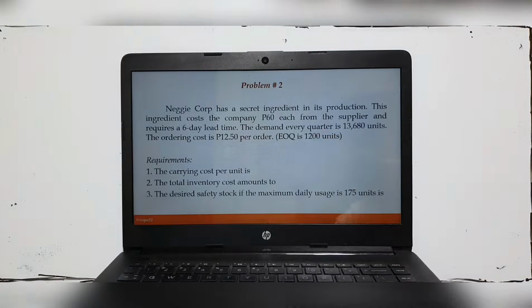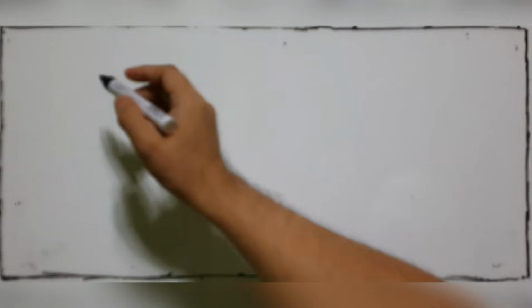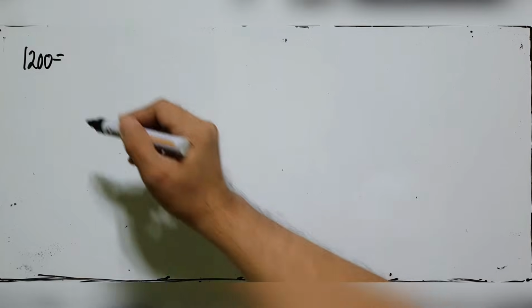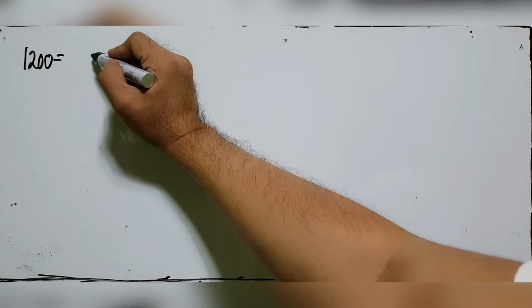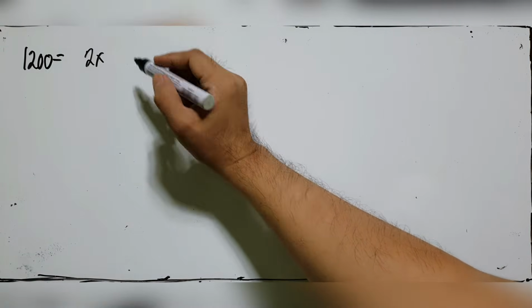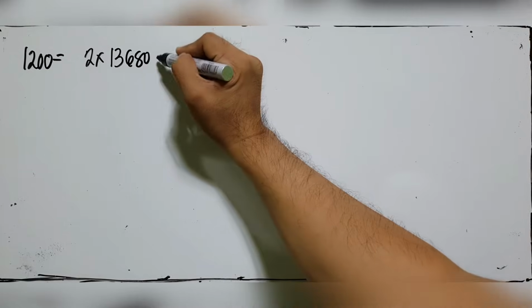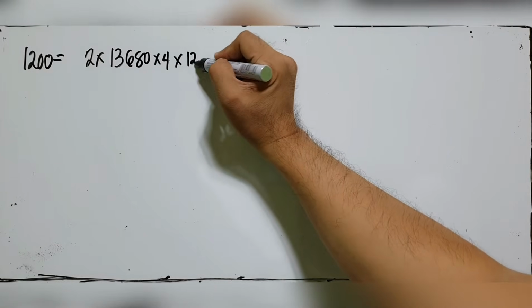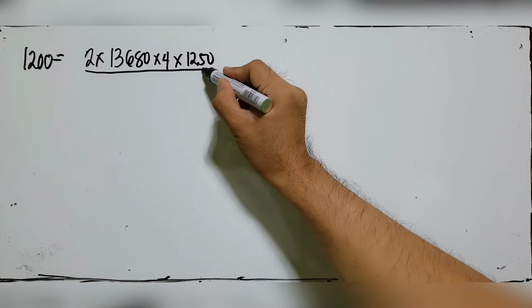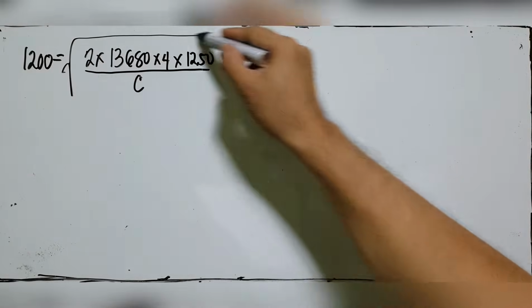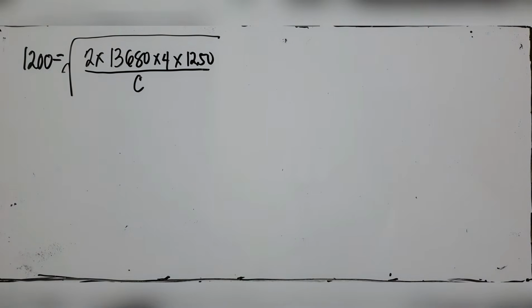Okay, so let's solve this. Okay, so EOQ ang binigay sa atin ngayon which is equal to 1,200. And that is equal to yung square root of our 2 over C. 2 times the demand is, ang demand ay 13,680. Multiply natin ng 4 kasi quarterly yung demand natin. And then multiply natin ng ordering cost and that is 12.50. Divided by the carrying cost per unit na hinahanap po sa problem. So we're going to get the square root of that and that would give us 1,200 na EOQ.